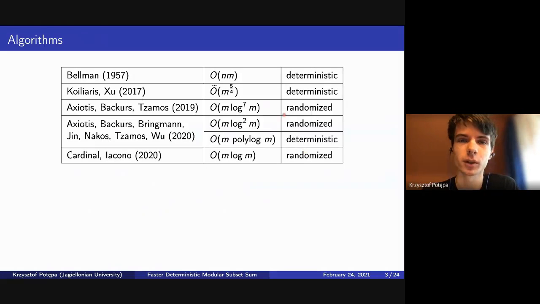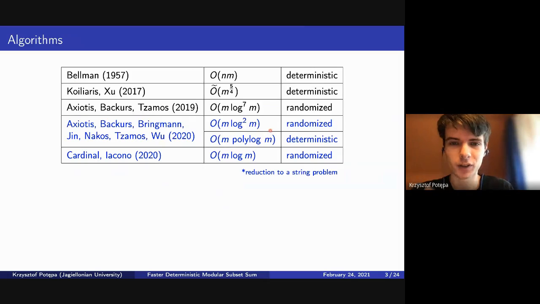Let's review what is known about this problem. The first one is the classic dynamic programming algorithm that everyone learns at university. There were recently a lot of new algorithms for this, and the last three are interesting for us. All of them actually work by reduction to some string problem. We'll see what string problem it is, because we'll do the same actually. And these two papers came out independently in August last year.